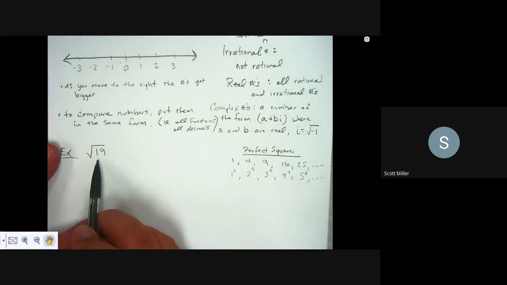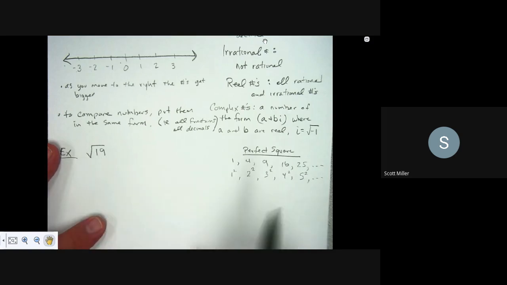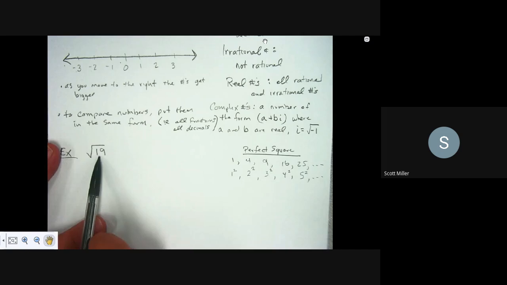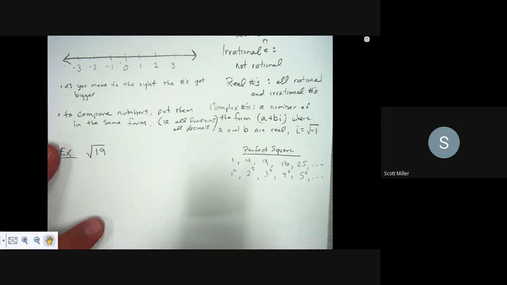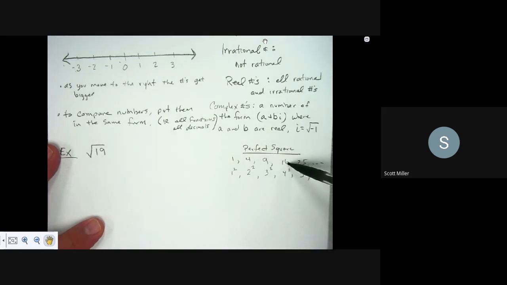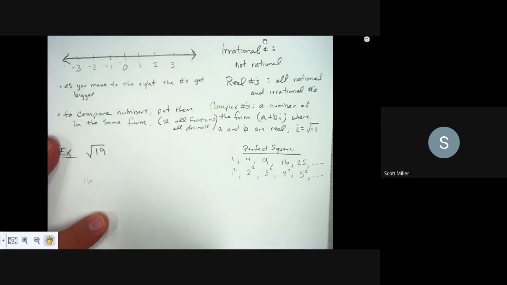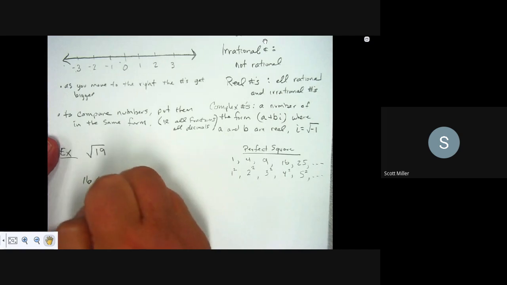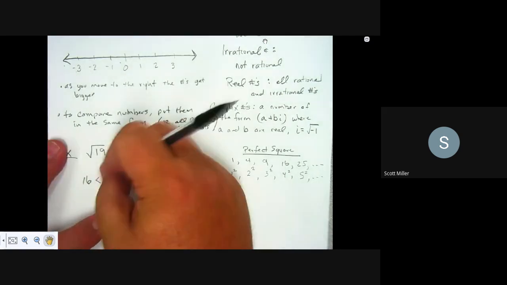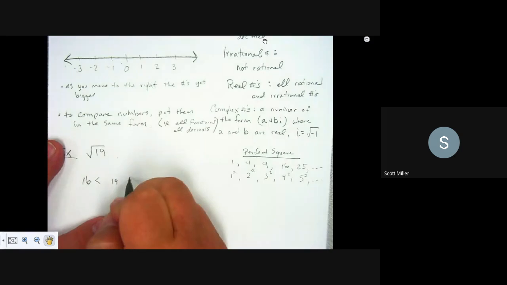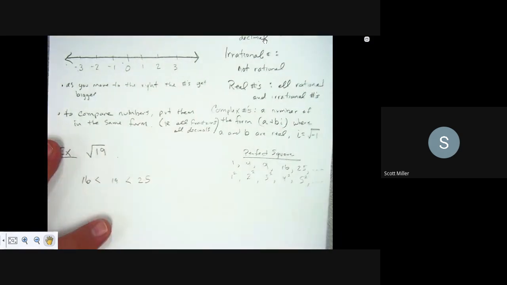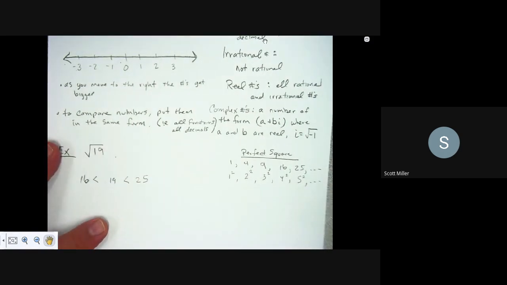So where is the square root of 19? Well, what I want you to do is come over here and look for the perfect square that is one smaller and one bigger than 19. So 19 is between 16 and 25, isn't it? So mathematically, I can write that as 16 is less than 19, which is less than 25.